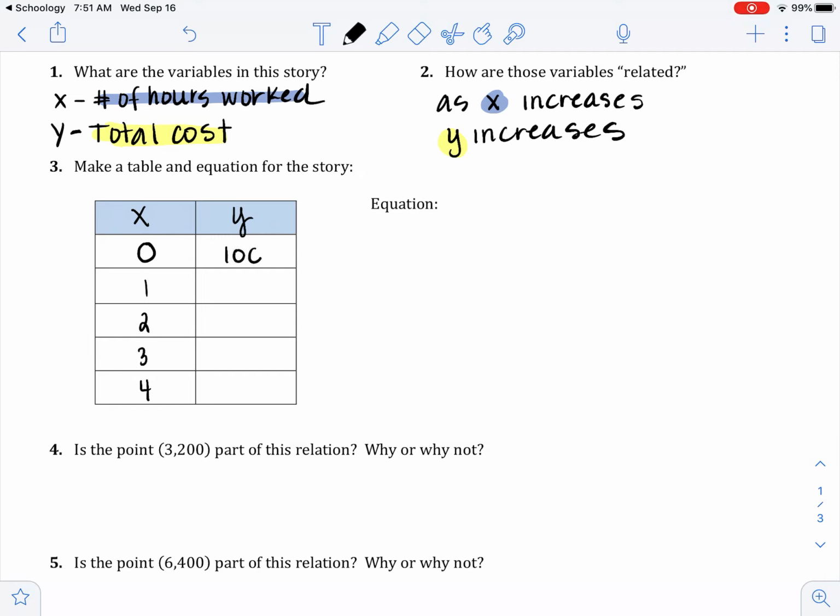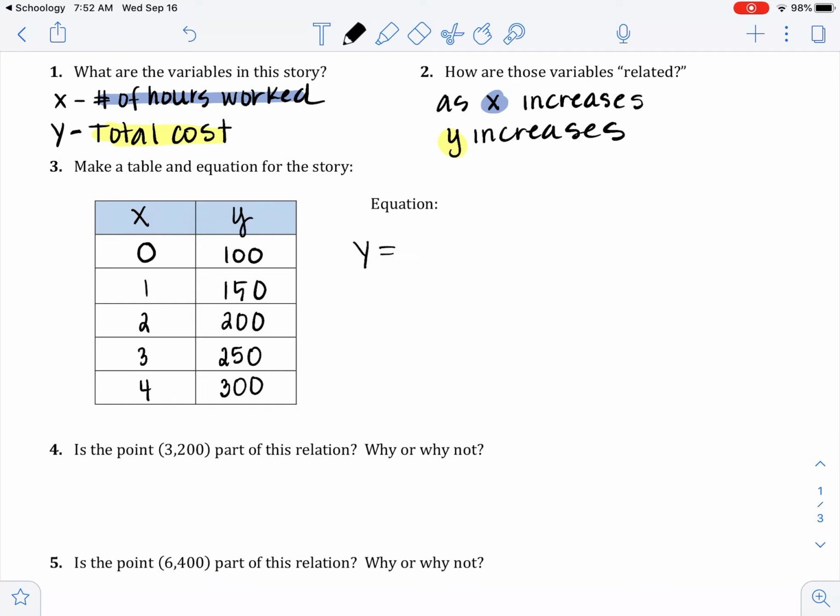Okay, so let's say how much it's going to cost. If they work 0 hours, it's still going to cost me $100 to hire them because it says that they charge an initial fee of $100. All right, then after 1 hour, it'll be $150. 2 hours, I'll have to pay them $200 total. Then $250, $300. All right, so now we're going to come up with an equation that represents this story. So go ahead and pause the video and try to write the equation yourself.